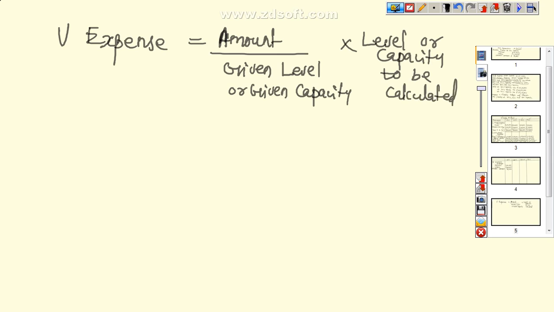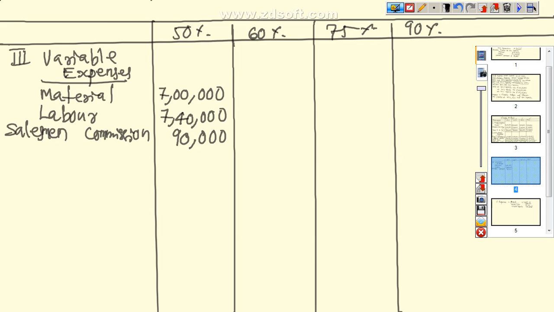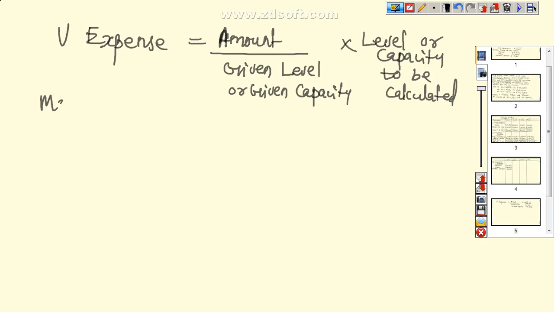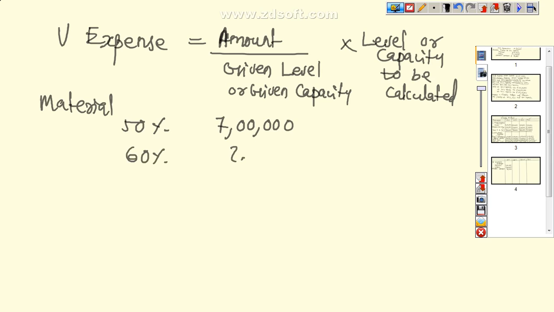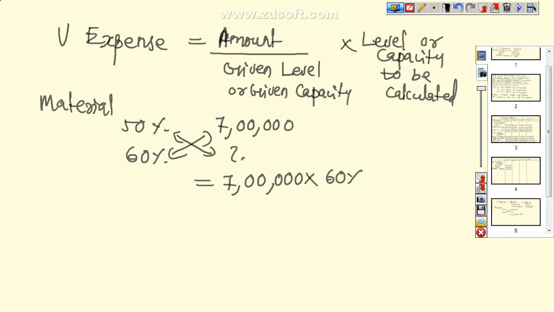Otherwise we can apply the cross multiplication method also. We know the values of 50% capacity. Suppose we are calculating for material: at 50% capacity we know the value, that is 7 lakh, and we have to calculate for 60%. We can use cross multiplication or apply this formula: 7 lakh into 60% upon 50%, that is equal to 8,40,000.